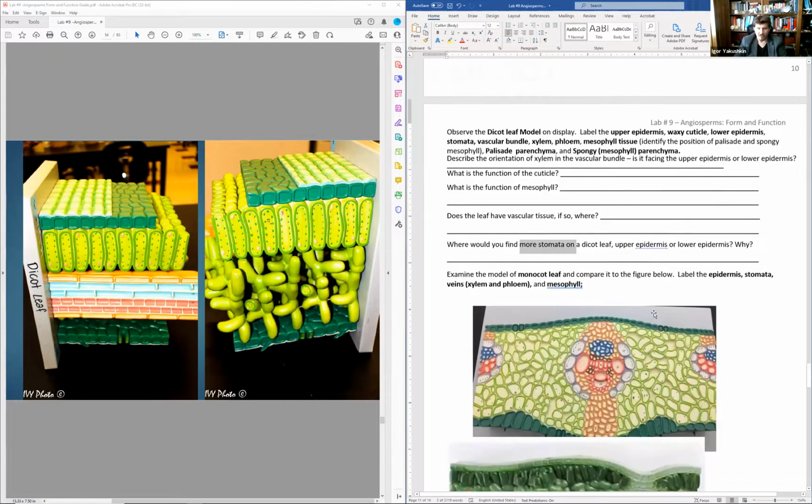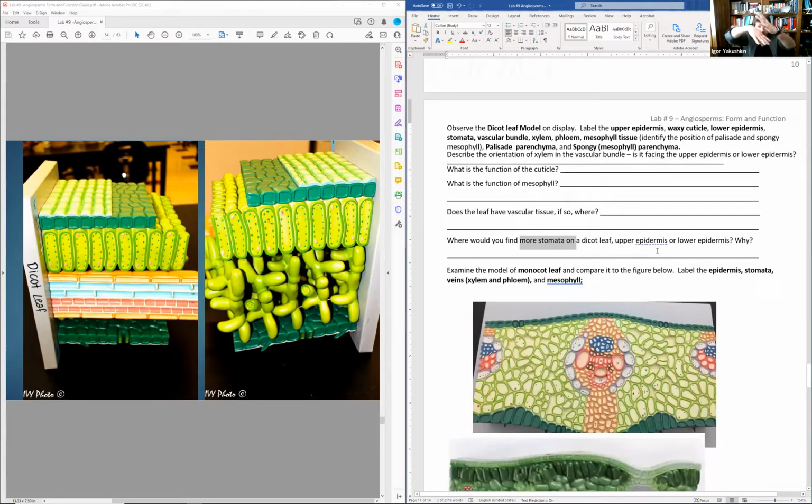Question is why? Because the top is where most of the sun will be absorbed, including heat. If the stomata were on top, the leaf would evaporate a lot of water.